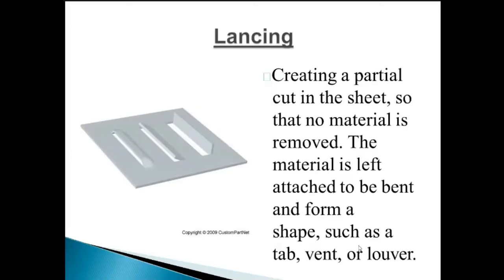Next operation, the lancing operation. See the figure of lancing. This is your actual lancing. Lancing and slitting are just similar, creating partial cuts in the sheets so that no material is removed. In case of slitting and in case of lancing, we should not remove the material. That means we should not waste the material, or take scrap from that material. The material is left attached to the bends and forms shapes such as a tab, vent or louvre.